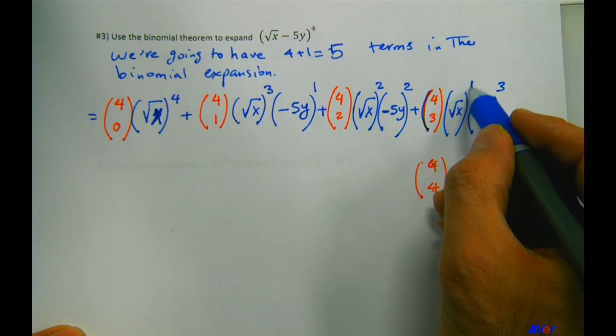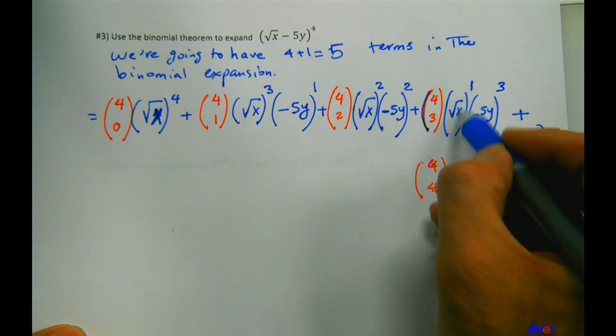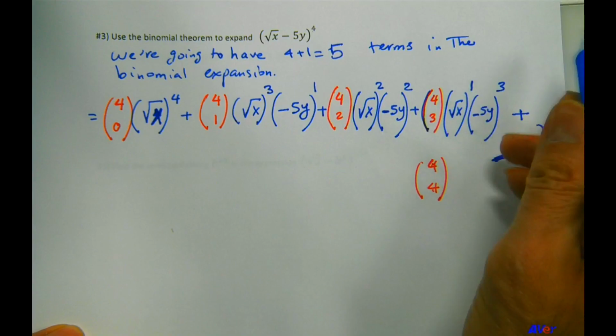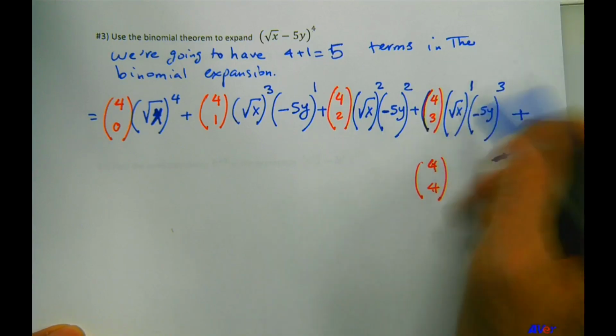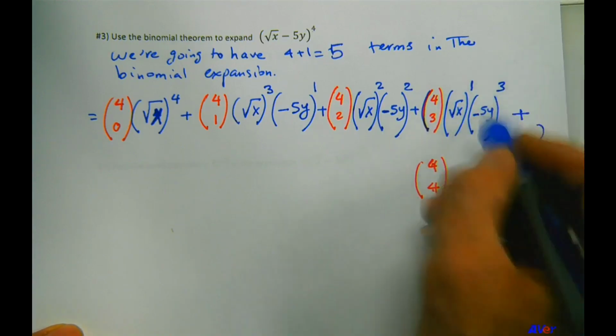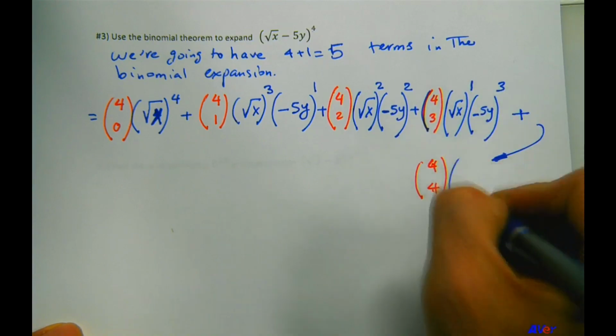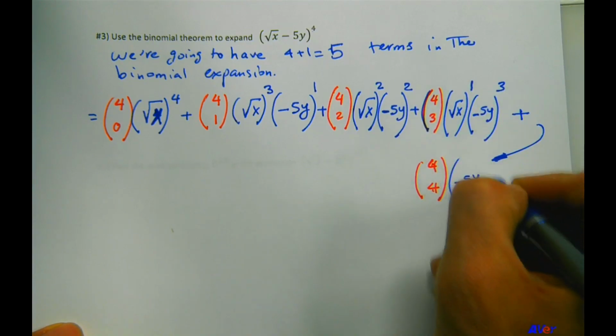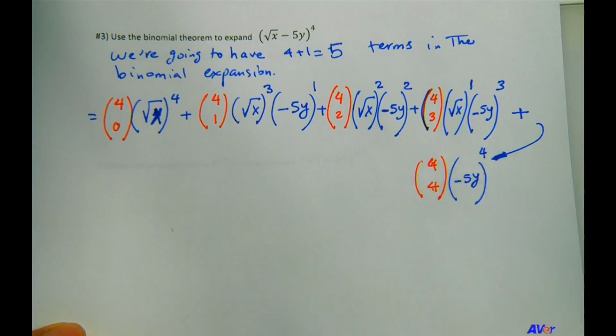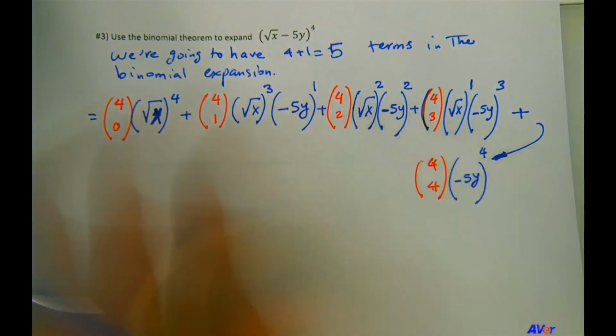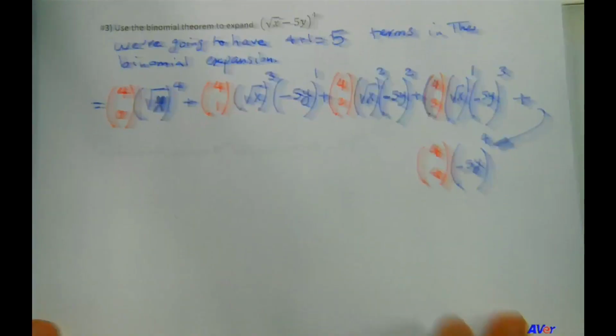If you reduce this power by another 1, you get square root of x to 0 power, which is going to be 1. Anything to 0 power is equal to 1, so it's going to drop out. And increase this power by 1, so times minus 5y to fourth power. Now we got to clean it up, right? It's not simplified yet. So let's do that.